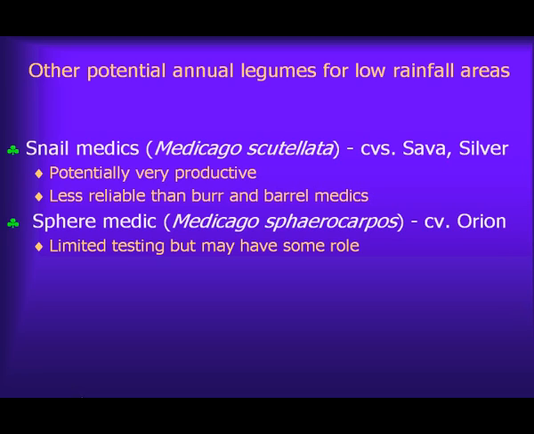So the other potential annual legumes for low rainfall areas are the snail medics. We've looked at Sava and Silver, potentially very productive, but they're less reliable than the burr and barrel medics. Orion's sphere medic is another one that we've seen may have some role, but we really haven't tested it to any great extent.